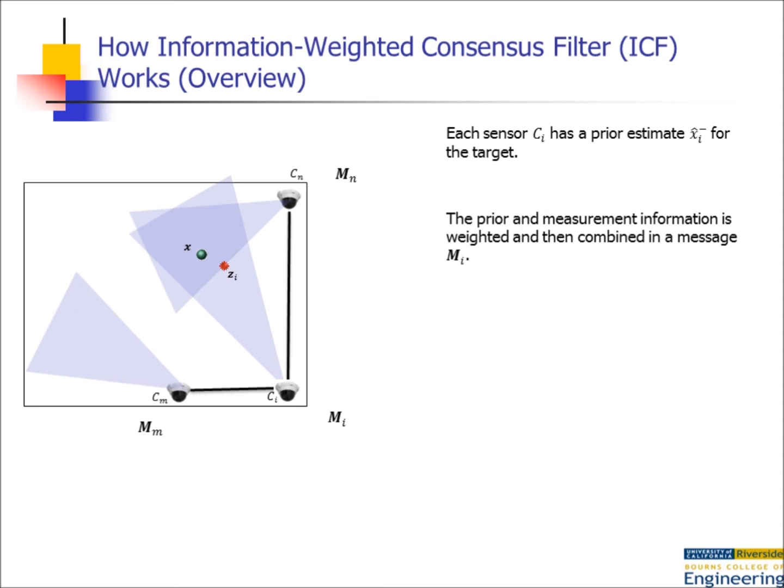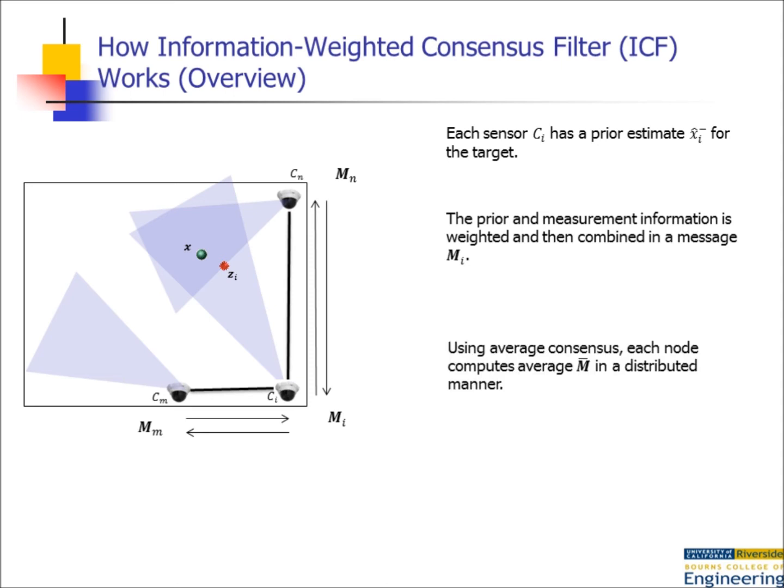Each node has its own copy of M, which they share with their immediate network neighbors. Iteratively doing so, using average consensus algorithm, they can compute the average M in a distributed manner. From M average, each node can update the state estimate for each target.